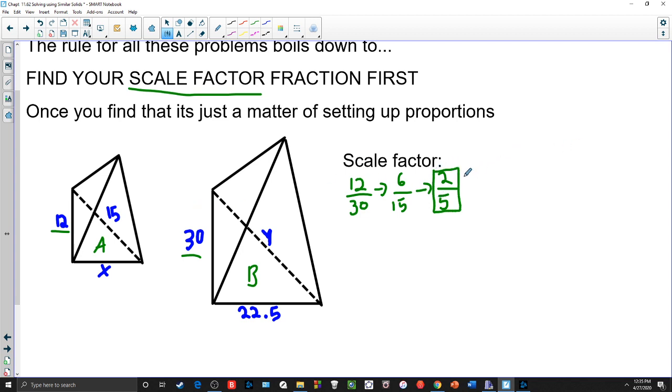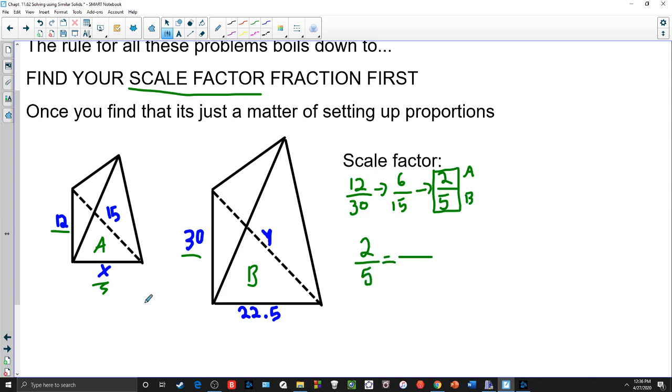And again, I'm going to note here that it was A on top and B on bottom because your fractions have to be consistent. So A's number on top, B's numbers on bottom. So let's say I want to solve for x then. Well, I start with my scale factor, 2 over 5.